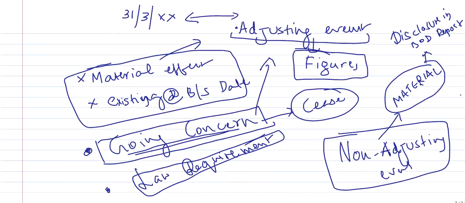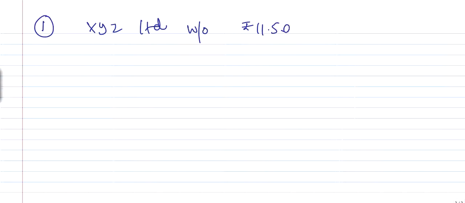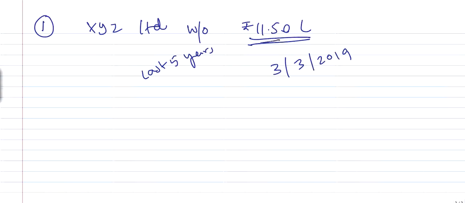We'll understand AS4 by some questions which are asked in the examination. The first example: XYZ Limited written off its debts of rupees 11.5 lakhs, treating the same as bad and doubtful during the year ended 31st March 2019. This debt was considered not recovered at all for the last 5 years.